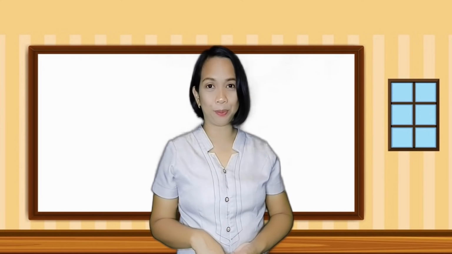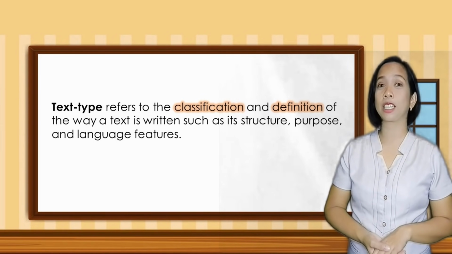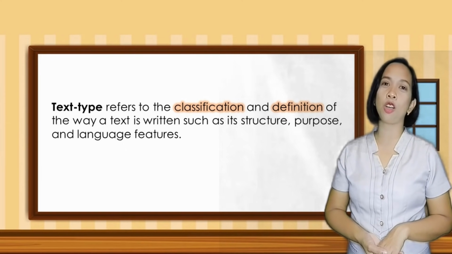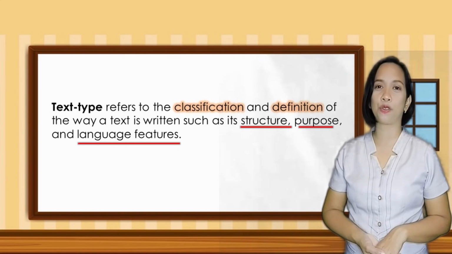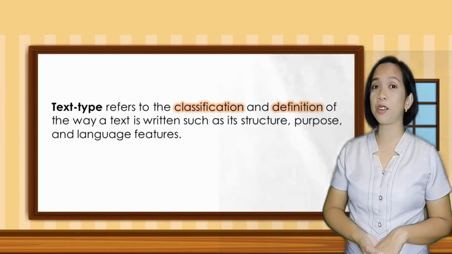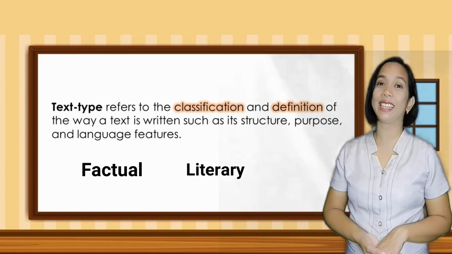A text is a piece of writing that you read or create. Knowledge on different text types promotes reading comprehension skills and assists in distinguishing texts. Understanding the different text types helps children like you to organize your ideas when receiving or retelling a particular reading. Text type refers to the classification and definition on the way a text is written, such as structure, purpose, and language features. Text types are categorized as factual and literary.